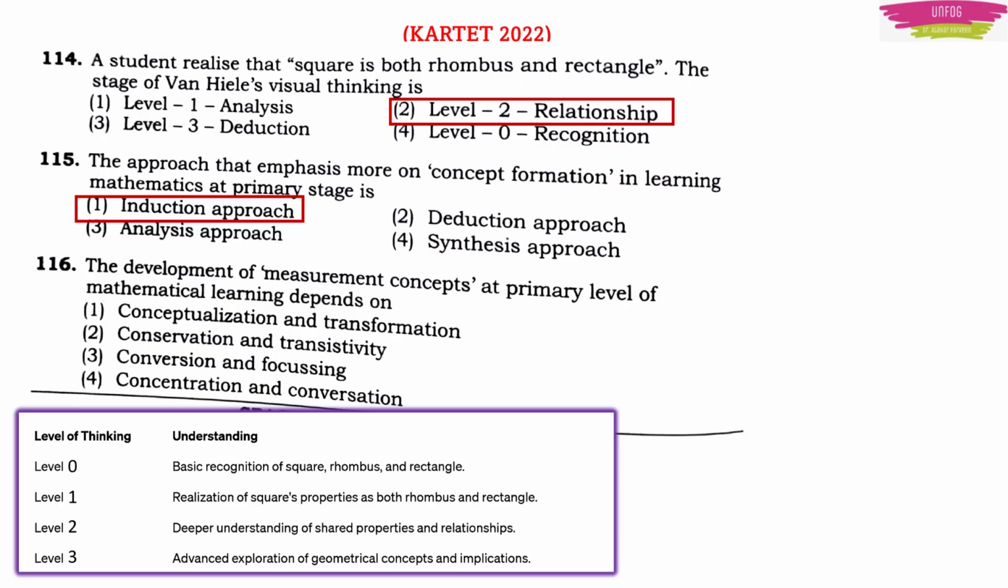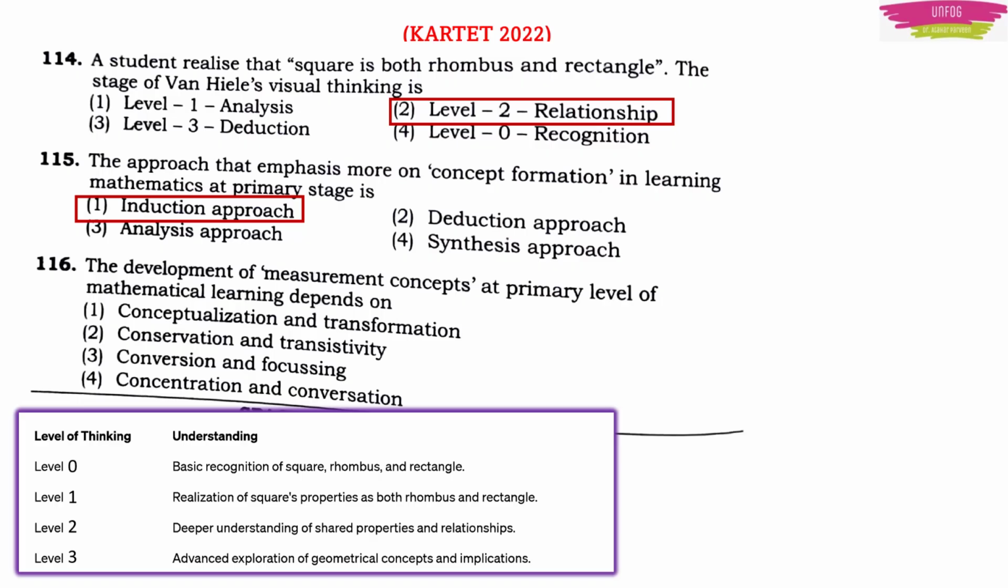Okay. Next question, 116. The development of measurement concepts at primary level of mathematical learning depends on. There are 4 options: conceptualization and transformation, conservation and transitivity, conversion and focusing, concentration and conversation. So this is a little tougher. It looks tricky because many of the aspirants will not know the meanings of this type of words, because they are not commonly used, right? Anyway, if you prepare properly, then you will know even answers to this type of questions also.